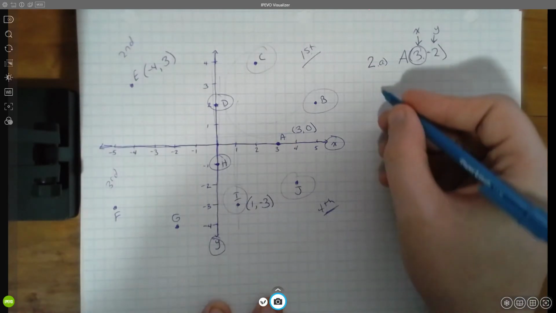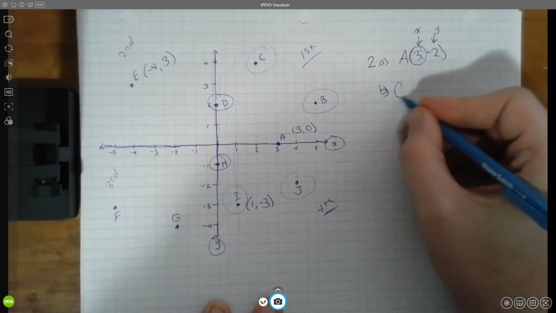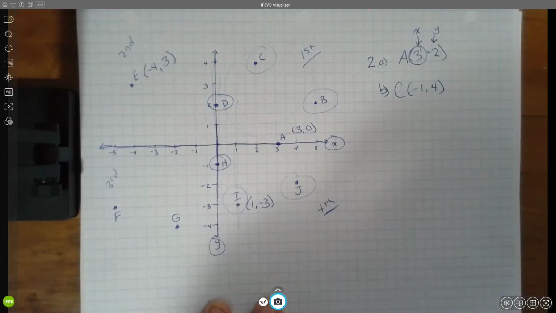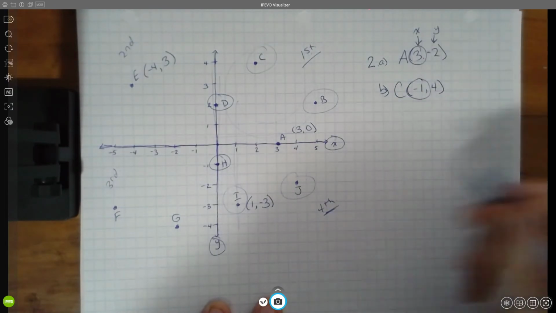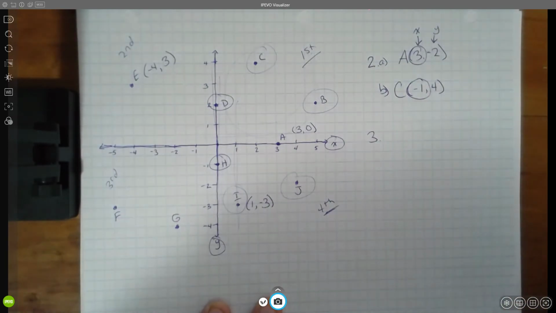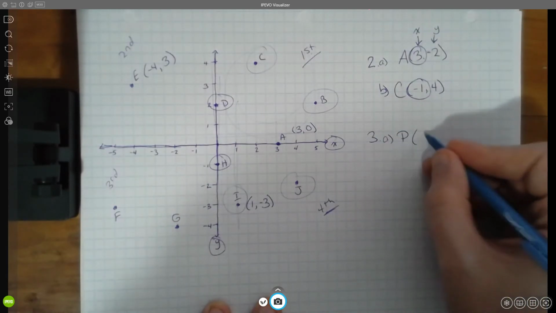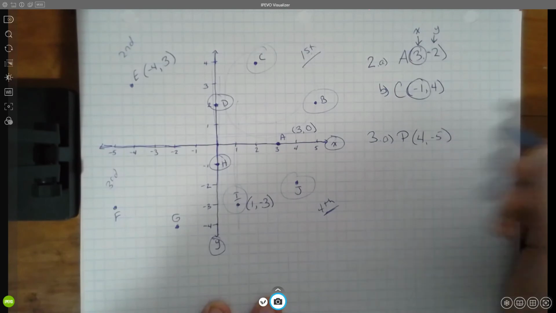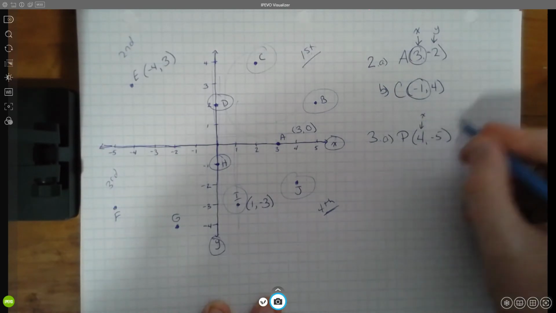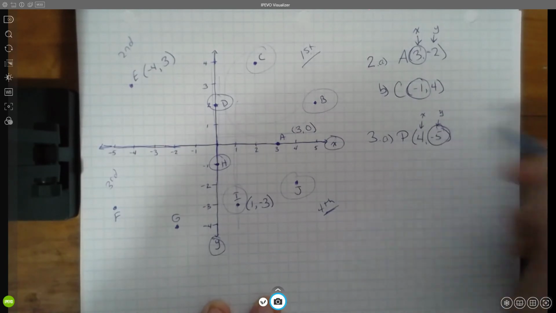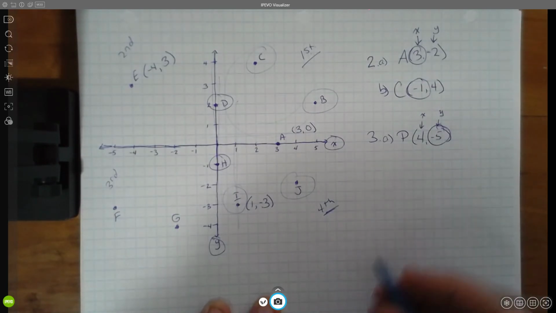For the second question, question B, we have point C at -1 and 4. Which one's my x coordinate? It's -1. For question 3, it flips it. It now asks us to write down the y coordinate for each point. So 3a, we have point P at 4 and -5. Remember, the first one is x, the second one is y. So now that we're asked to find the y, -5 is our y coordinate.